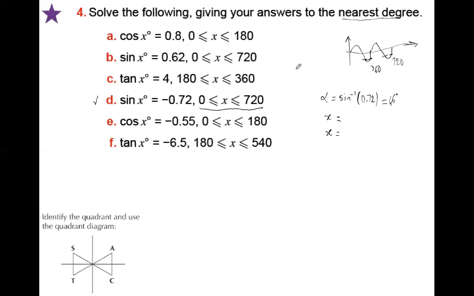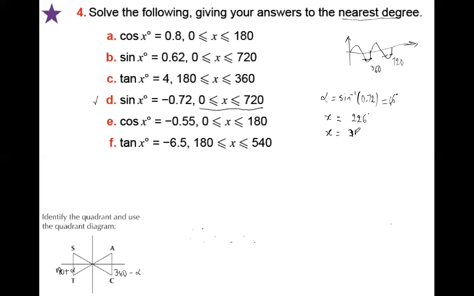CAST tells me that sine is negative. So I'm going to use this. Sine is negative in 180 plus alpha and 360 minus alpha. So 180 plus 46, that's 226. So 226 for my first one to the nearest degree. And 360 minus my answer is, oh, sorry, 314. 314.